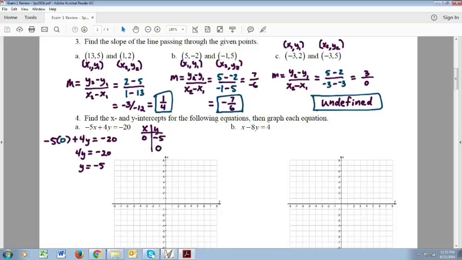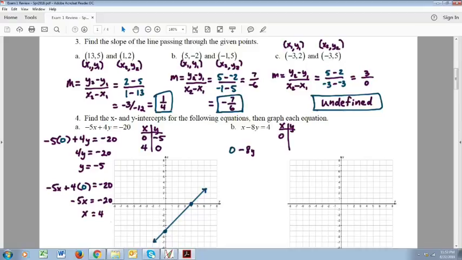Let's now find the x-intercept by letting y be 0. And so we'll do the same thing. We get negative 5x equals negative 20, which means x is going to be 4. So when we choose y to be 0, we get x to be 4. So notice the x and y intercepts are points, and we can use these 2 points to draw the graph. And there we go.